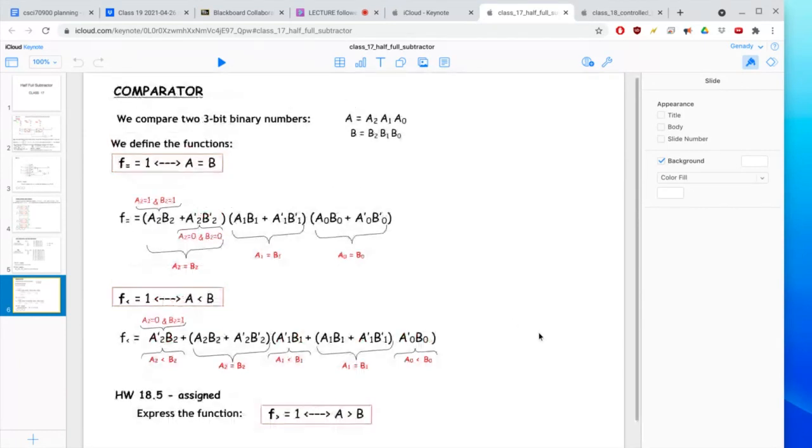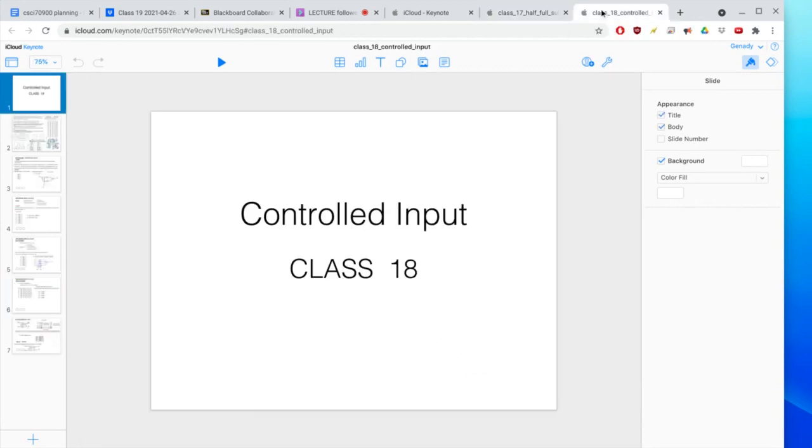So we're done with the comparator. Again, if you haven't taken a screenshot, please take a screenshot, and I would like you to come up to a similar formula. It will be very similar for A being greater than B as opposed to less than B. Okay, good. So now let's go to the next topic, controlled input.